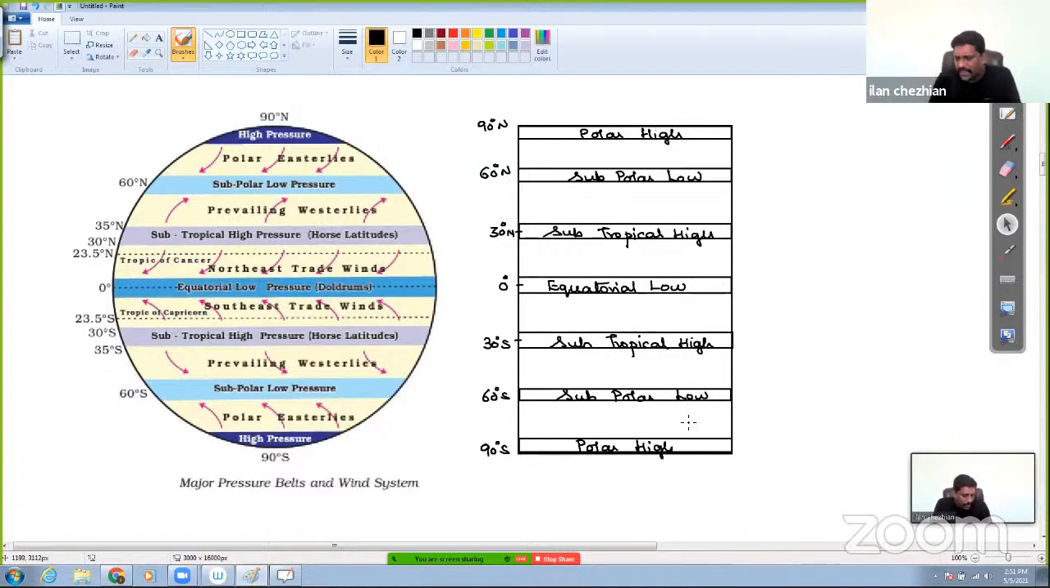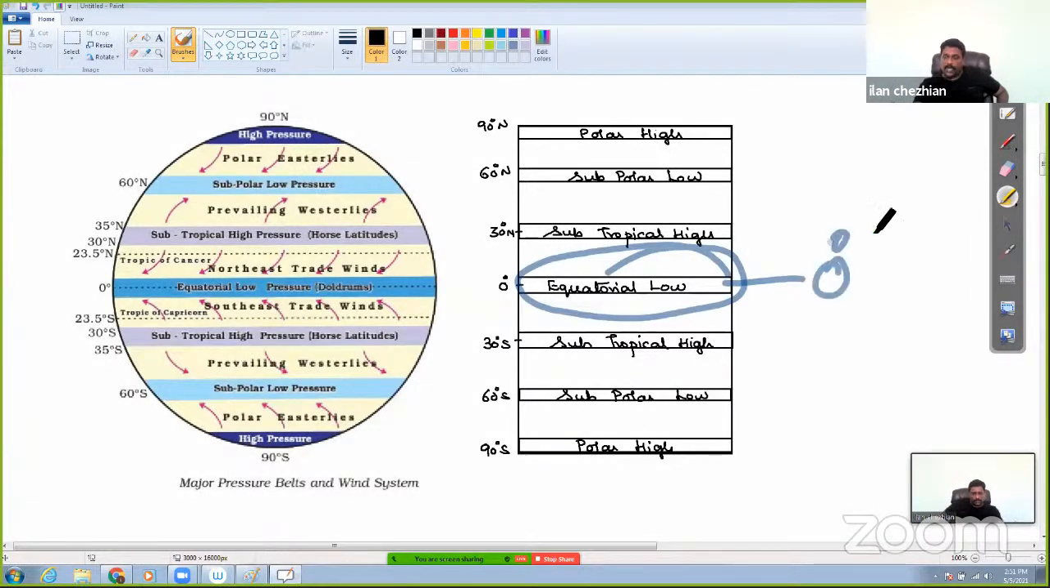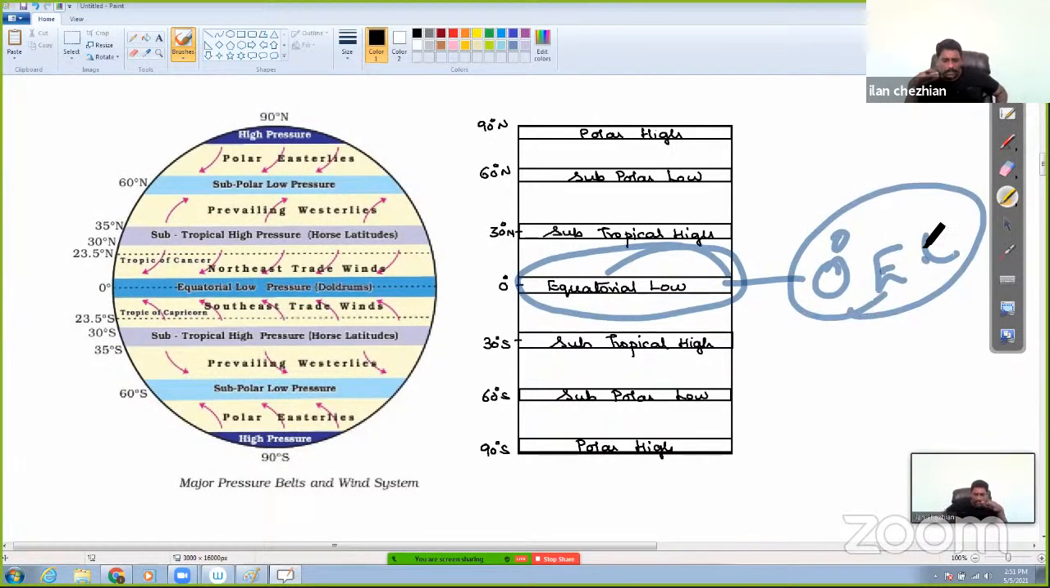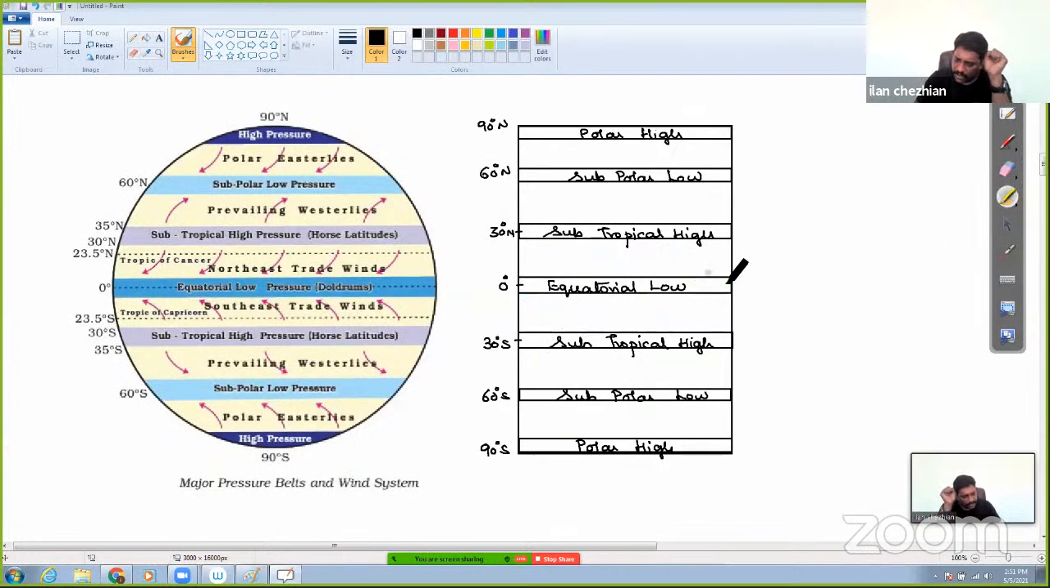Now it's very easy to remember. I'll tell you why. Only one I have to remember, my friend: the equatorial region. What you have is equatorial low. Why? Because throughout the year you experience a very high temperature, and whenever the temperature is very high, obviously the pressure is going to be low. So you just remember that in the equatorial region you have a low pressure, and you call this equatorial low.